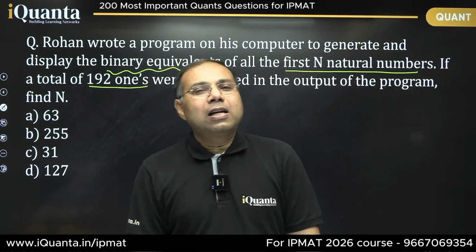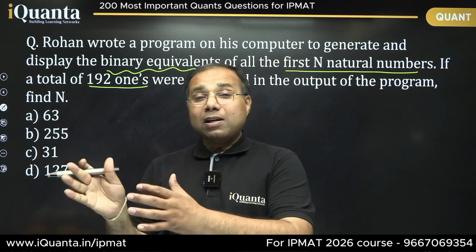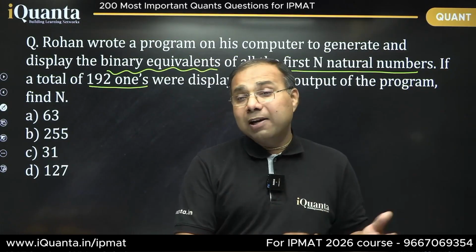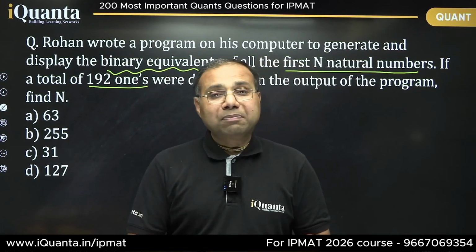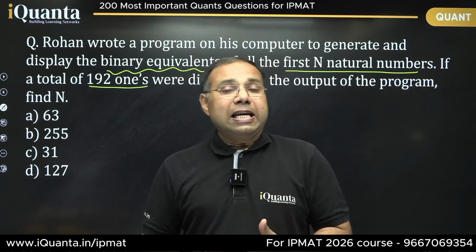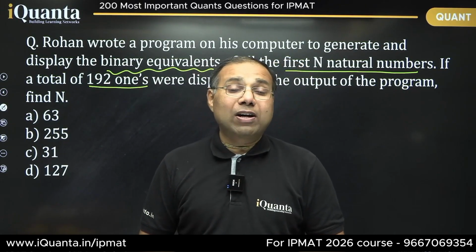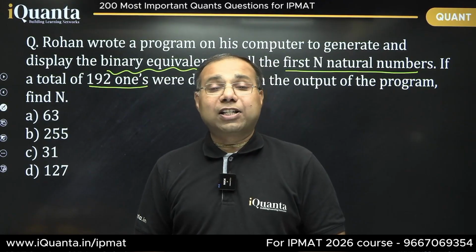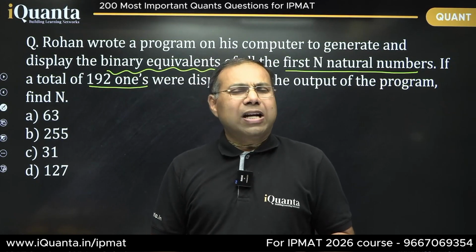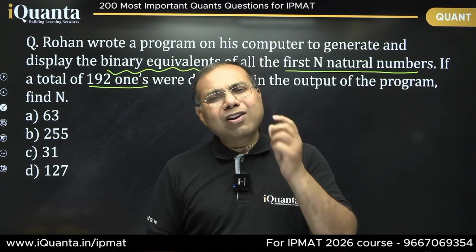So basically, we need to find out how many numbers he has converted and displayed in these binary equivalent values. And while doing this, he has used exactly 192 ones, right? 192 times he has used the digit 1. So, up to which number is that what we have to find out. So, how can we find that out?